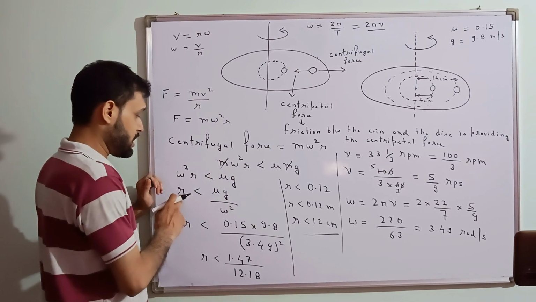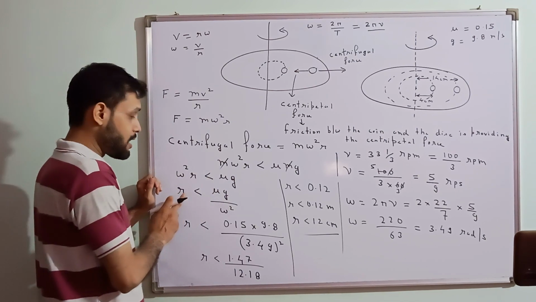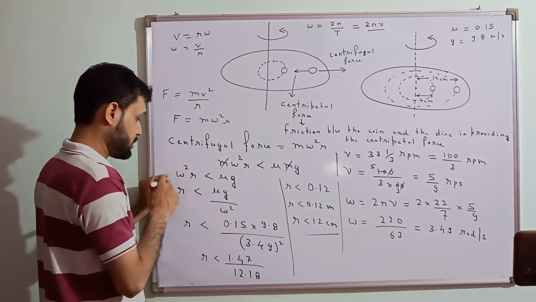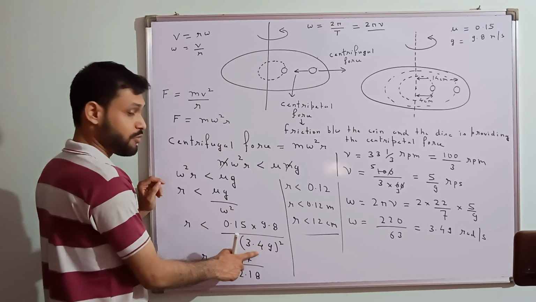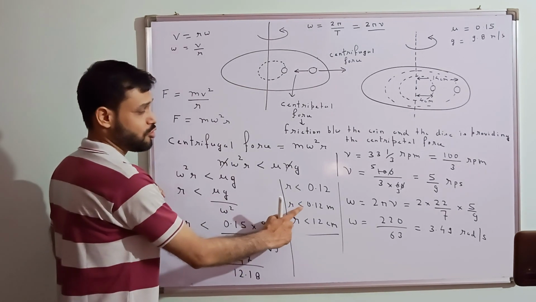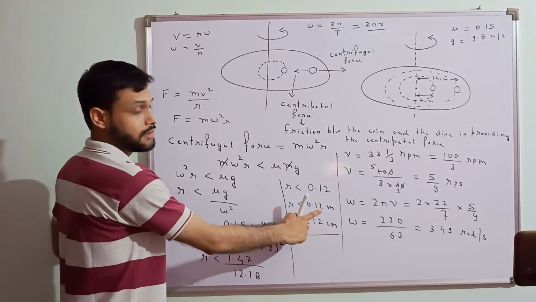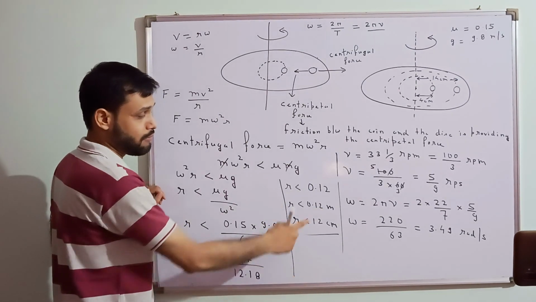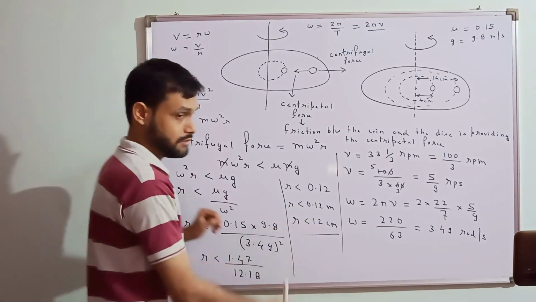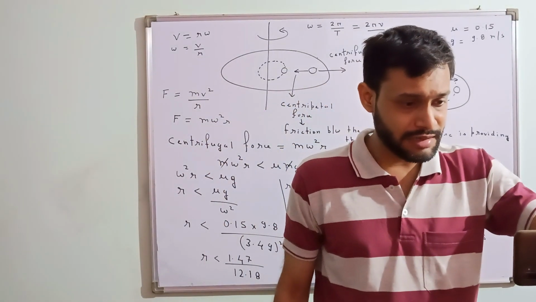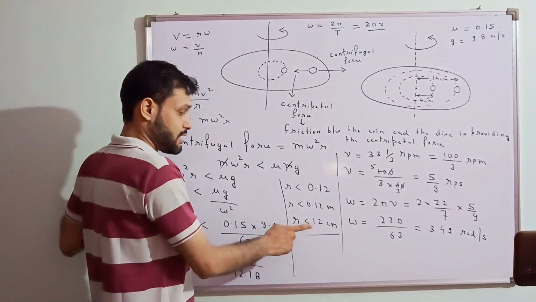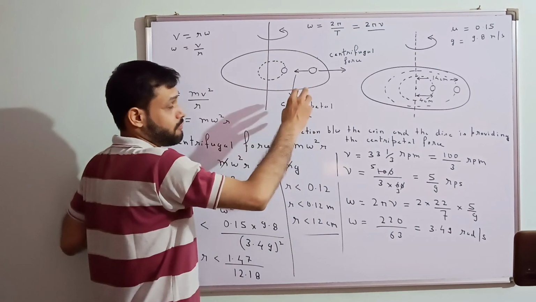Now if you see over here, what will be the value of r? r should be less than mu g upon omega square. Now put the values of mu g and omega square. What am I getting? I am getting r less than 0.12 meter. If I convert it into centimeter, multiply this by 100, what is the value you are getting? You are getting that r should be less than 12 centimeter. Is it okay? Yeah.